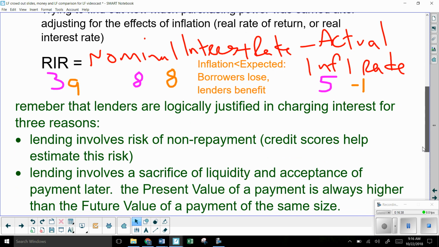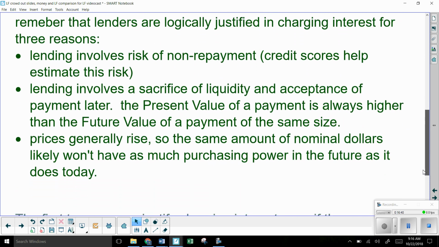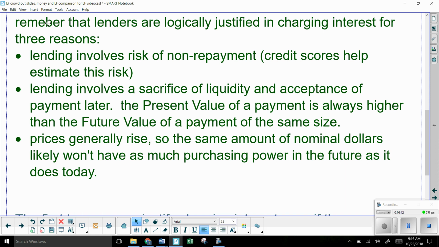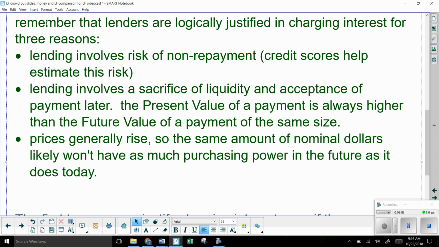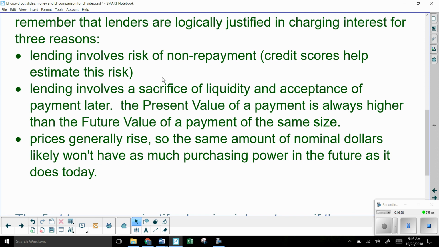Last little bit to think about here is just to clarify for us, why is it that lenders are logically or morally justified in charging interest? They have a risk of non-repayment. There's a possibility that the person won't pay you back, no matter how great their credit score is. But if you're a lender, you estimate this with the credit risk, and you'd bump it up a lot if the person was really likely not to repay you, and you'd charge a really low amount to the types of people who are likely to repay you.